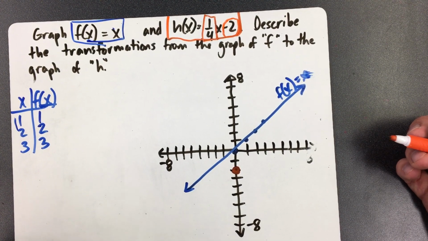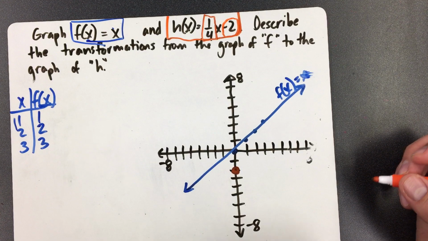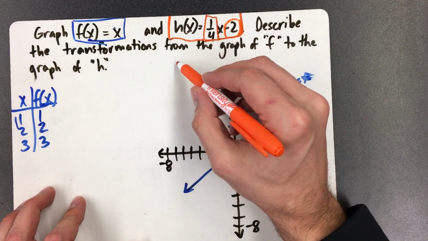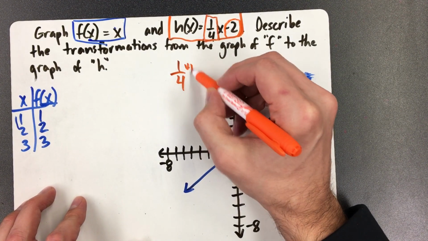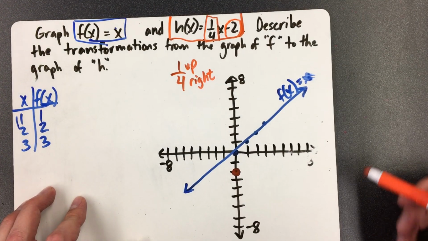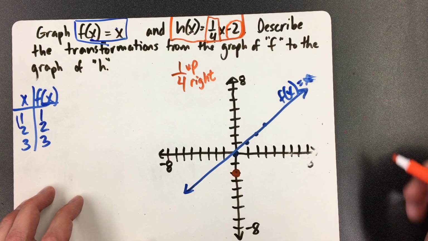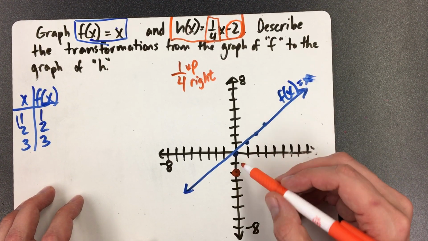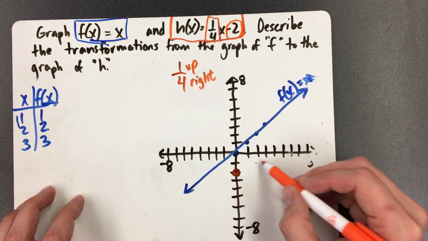The slope is a positive number. It's positive 1/4. So that is an indication that I'm going to go up 1, 4 to the right. If that would have been a negative 1/4, I would have gone down 1 and then 4 to the right. You always go to the right. Up 1, 4 to the right, 1, 2, 3, 4.